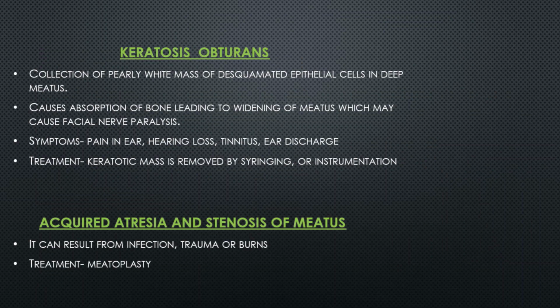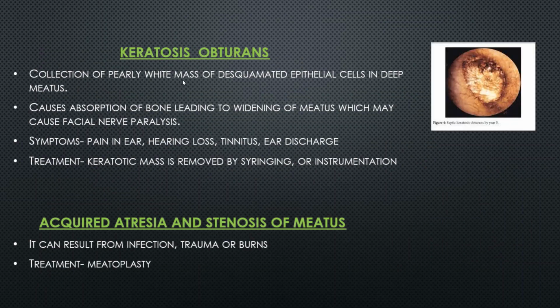Keratosis obturans, it is a collection of pearly white mass of desquamated epithelial cells in the deep meatus. It causes absorption of bone leading to widening of the meatus so much that it might cause facial nerve paralysis. The symptoms are pain in the ear, hearing loss, tinnitus and ear discharge. Treatment is that the keratotic mass is removed by syringing or instrumentation.